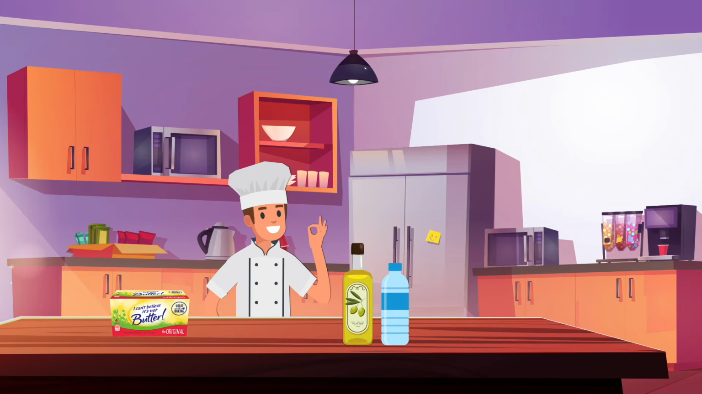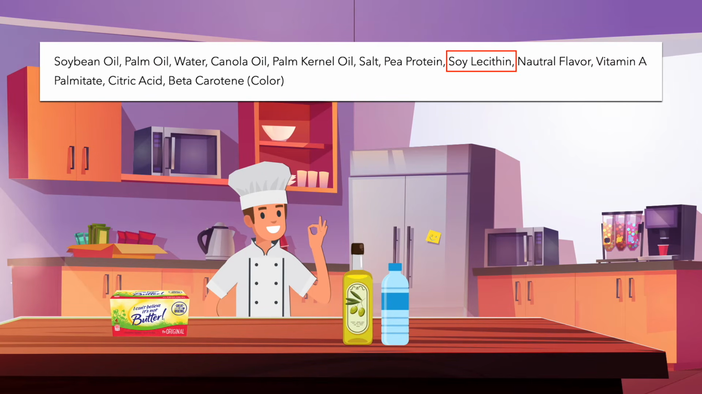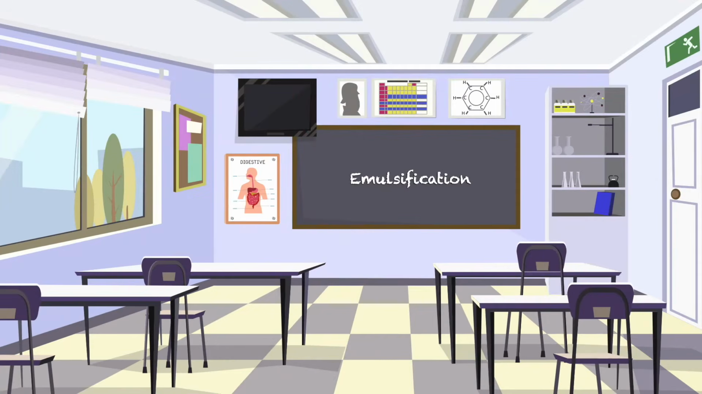Another example is margarine. Margarine is a butter substitute people use to reduce calorie intake, reduce saturated fat intake, if they're avoiding animal-based foods, or if they prefer the taste of it. It's made with vegetable oil and water. To get these to mix, phospholipids are added. That's usually in the form of soy lecithin, which is extracted from soybeans.